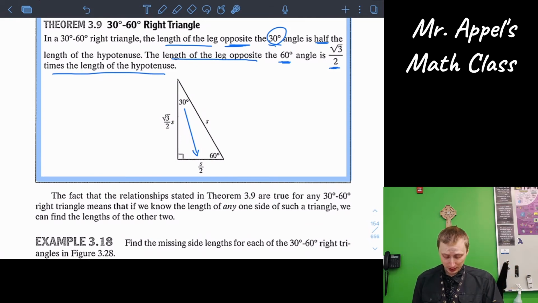Now, one thing I will also point out is remember how we got this triangle. It's half of the equilateral triangle. So you could also use this to recall that the height of an equilateral triangle will be square root 3 over 2 times the side length of the equilateral triangle. That can save you some time in finding its area.